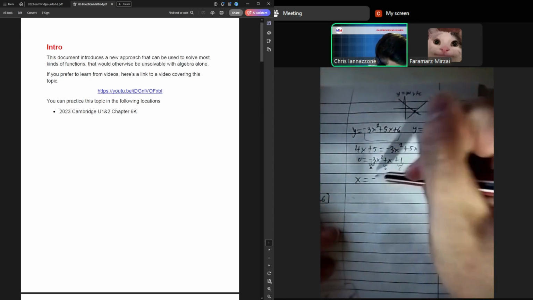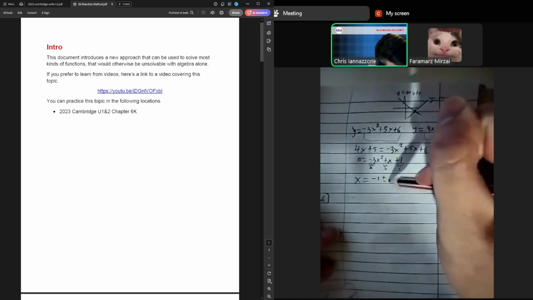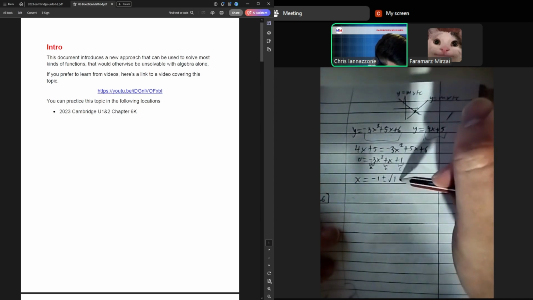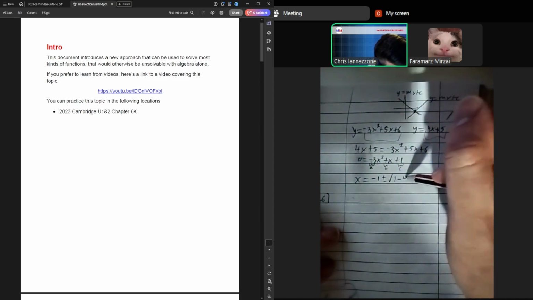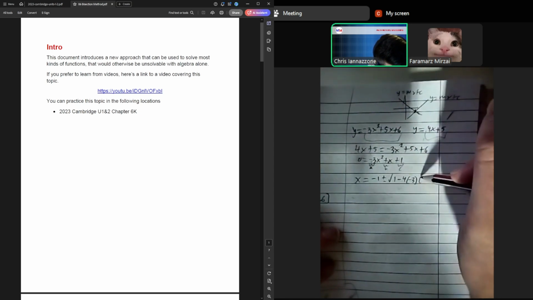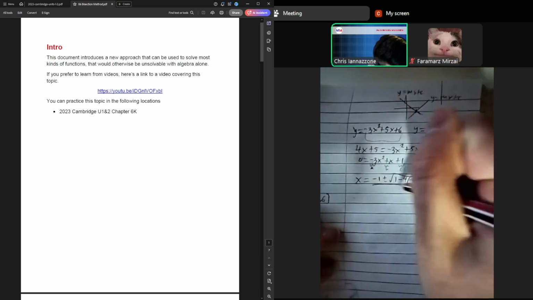x equals -b, which is 1, plus minus the square root of b squared, again just 1, minus 4 times a times c, all over 2a.